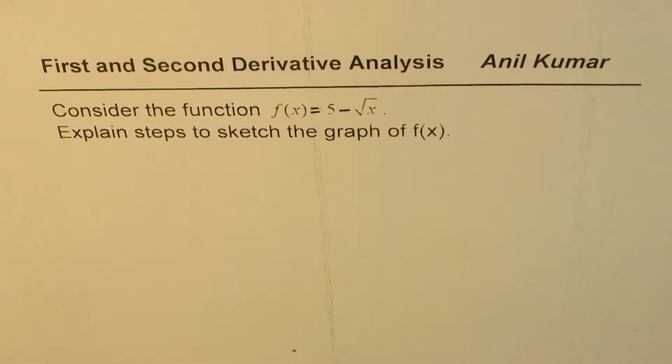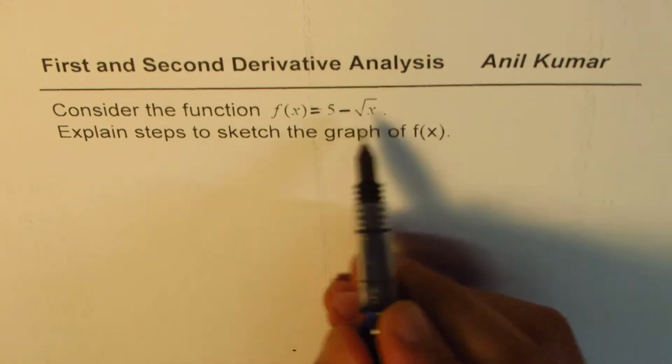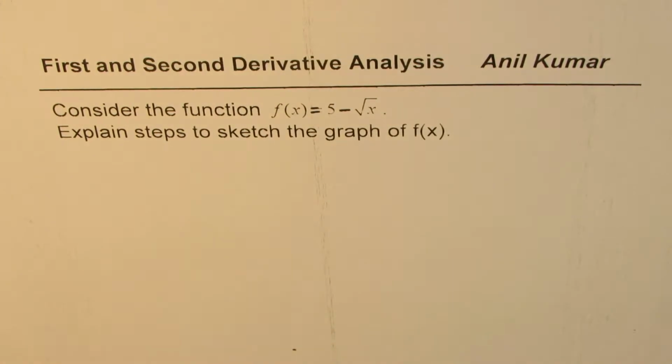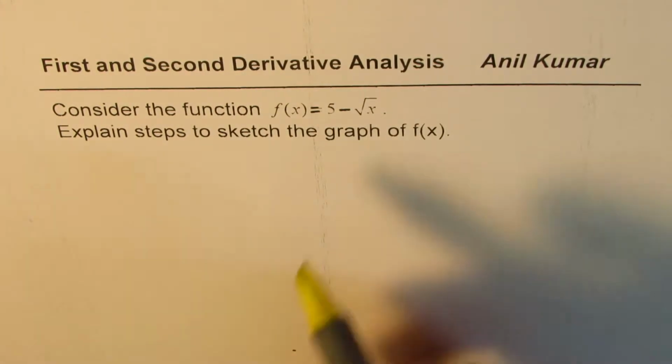The question here is, consider the function f of x equals 5 minus square root x. Explain steps to sketch the graph of the function. Now, I'm considering this under the heading of first and second derivative analysis. But I'd like to give you alternate ways of sketching this graph.